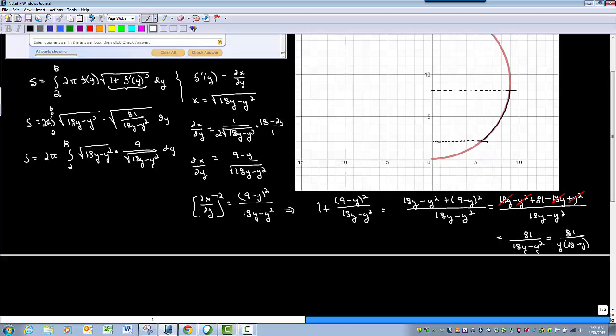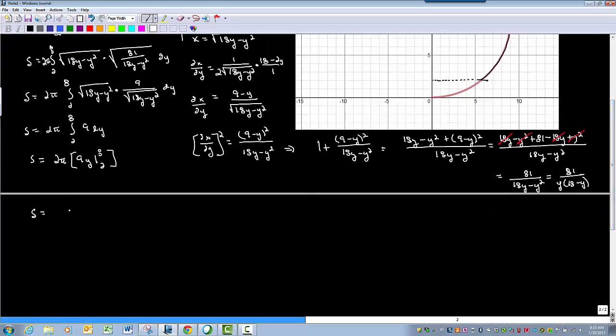Now, these guys are going to cancel out, and so we have 2 pi times the integral from 2 to 8 of just the value 9 dy, and of course the integral of this is 9y evaluated between 2 and 8, and of course we still have to times that by 2 pi, and that's our surface area.